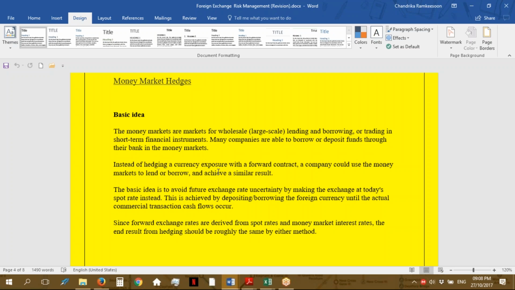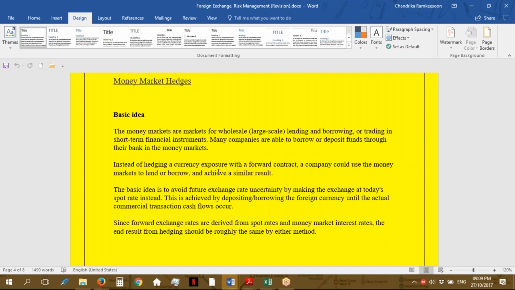The basic idea: the money markets are markets for wholesale or large-scale lending and borrowing, or trading in short-term financial instruments. Many companies are able to borrow or deposit funds through their bank in the money market. Now remember, the money market is a descriptive term. You would not usually go down the high street and see an institution referred to as the money market. Remember, it is the market for the borrowing and lending of short-term funds.